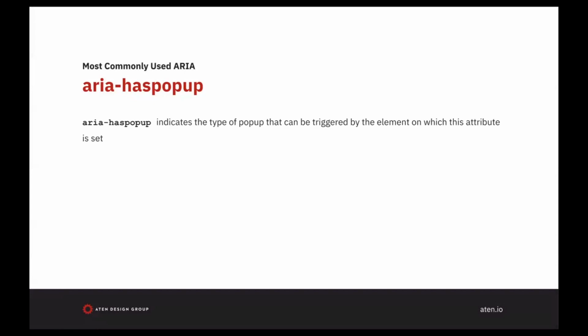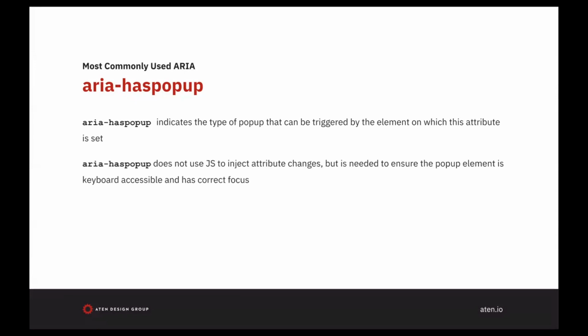ARIA has pop-up indicates the type of pop-up that can be triggered by the element on which the attribute is set. It does not use JavaScript to inject attribute changes, but JavaScript is needed to ensure that the pop-up element is keyboard accessible and gets correct focus. So this is great for modals and dialogues as well as menus.